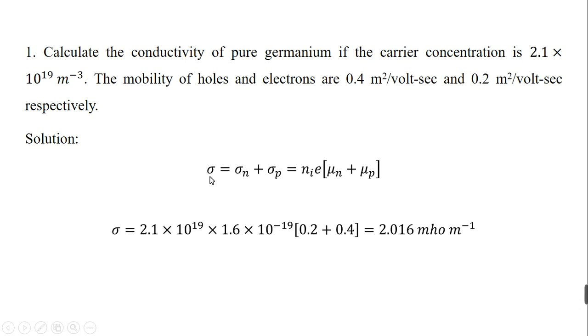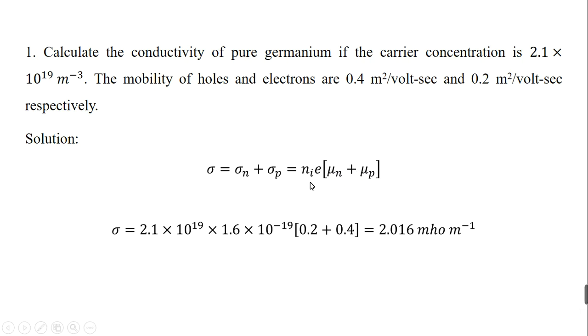So the suitable formula for this is the total conductivity of the intrinsic semiconductor is conductivity due to the electrons and conductivity due to holes. Okay, the sum of conductivity due to electrons and the conductivity due to holes, and the formula is like this: Ni, where Ni is the concentration of intrinsic charge carriers, E being the charge of an electron, mu n plus mu p, that is mobility of electrons and mobility of holes.